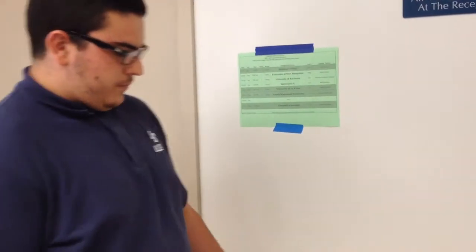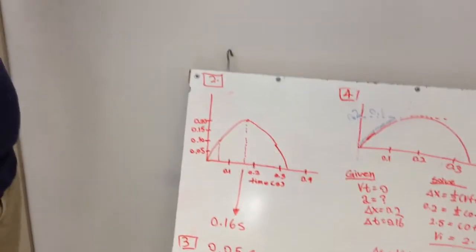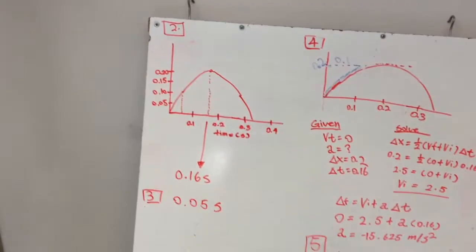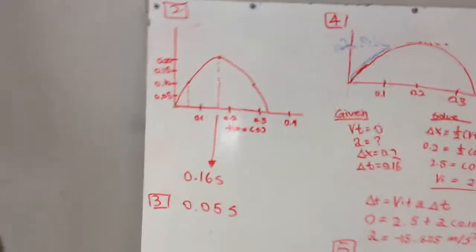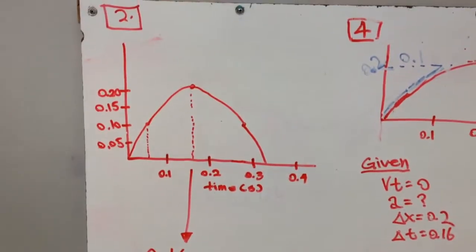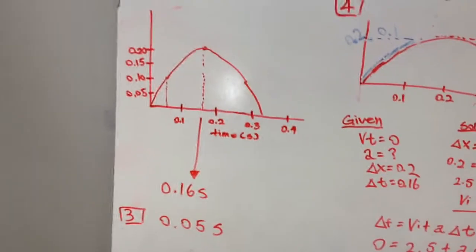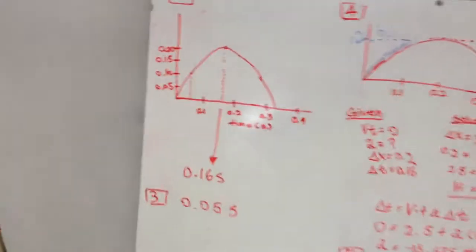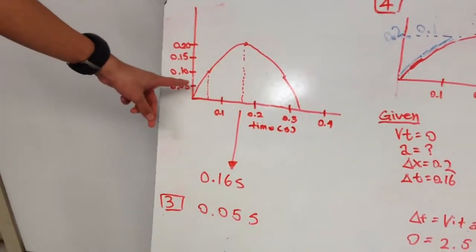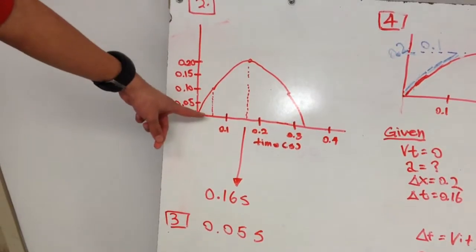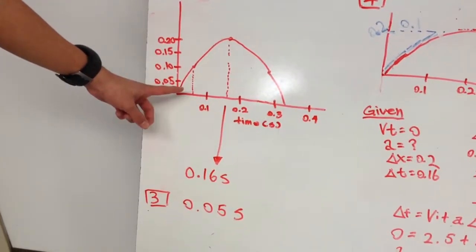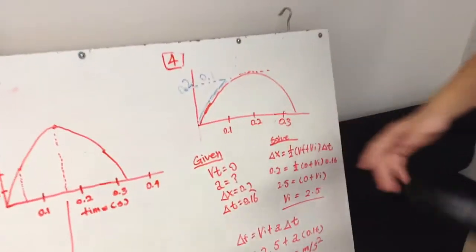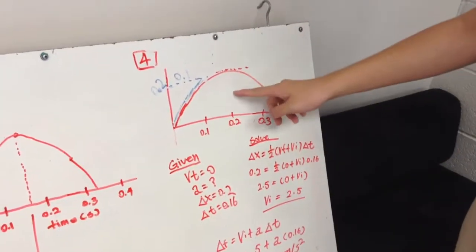So for our problems, number 2 is asking what's the object's time at 0.2 meters. The object is clearly at 0.16 seconds, because that is the time at 0.2 meters where the object traveled up. For number 3, the question asks how much time it took when the object was at 0.10 meters. From the line drawn here, we can clearly see that it took 0.05 seconds to reach 0.10 meters. Okay, so for number 4, we're supposed to find the acceleration.